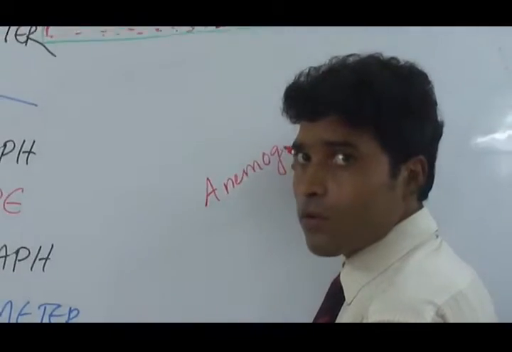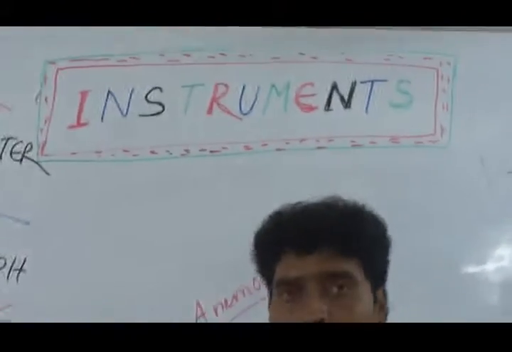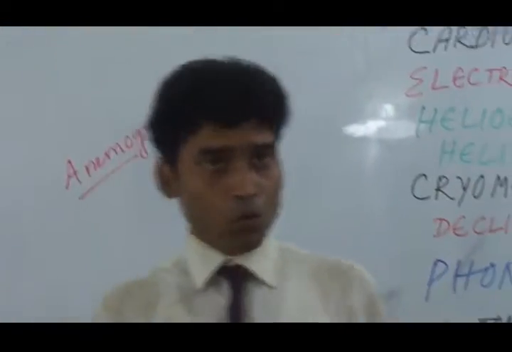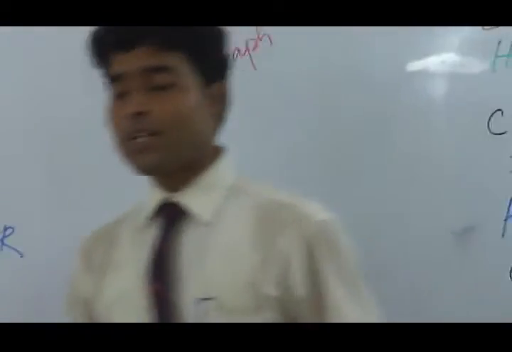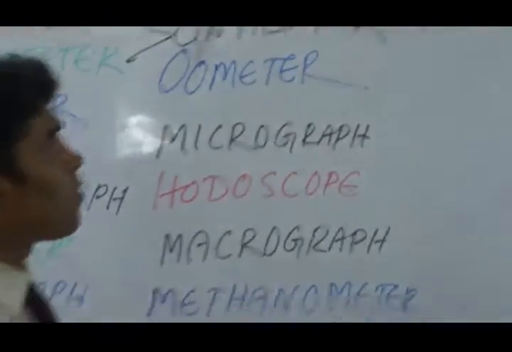Right. Next one is your anemograph. Anemograph, just see. Anemometer means one instrument used for calculating wind speed. So you have to keep in mind the wind speed so that it will help you.